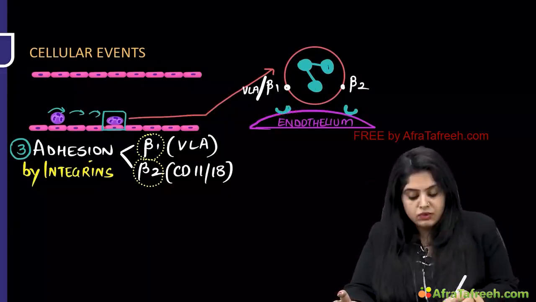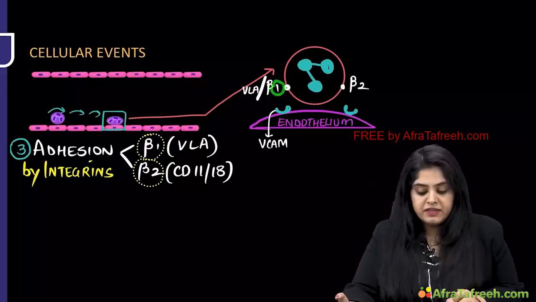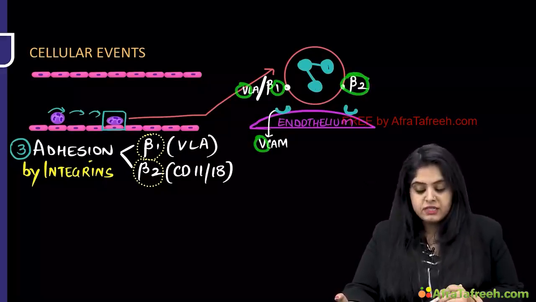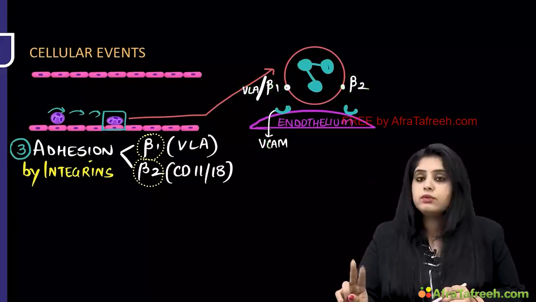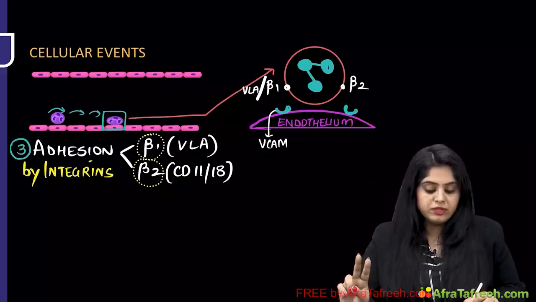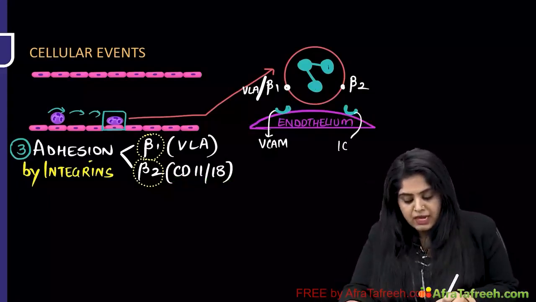And what will it bind to? To the endothelium, it will bind to VCAM. It will bind to VCAM. So simple, right? Beta 1, which is known as VLA, will bind to VCAM. Whereas there is a beta 2. Beta 2 has two numbers. What are the two numbers? CD11 and CD18. So beta 2 has 2. It is going to have CD11 and CD18, and that is going to bind to ICAM1.